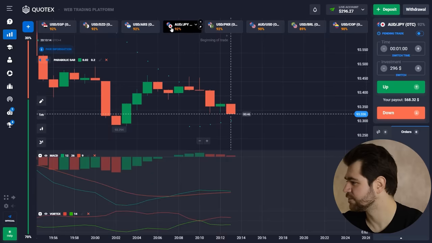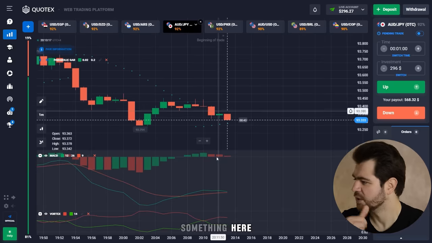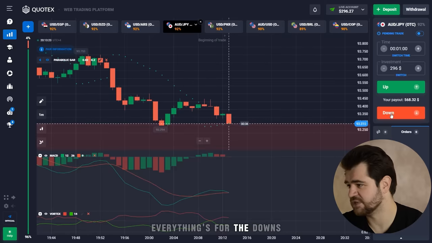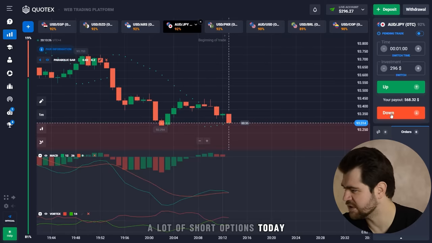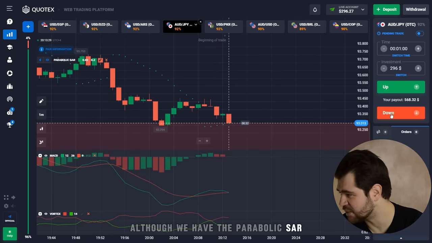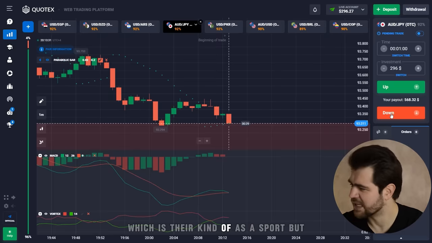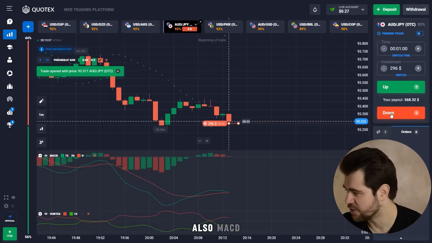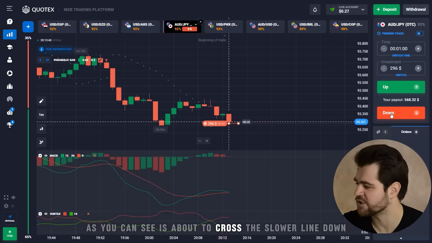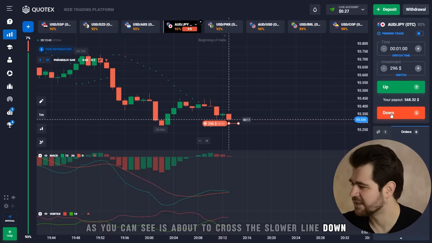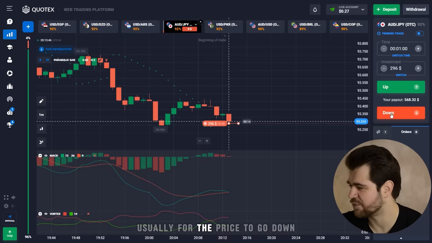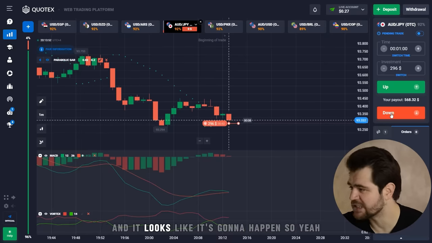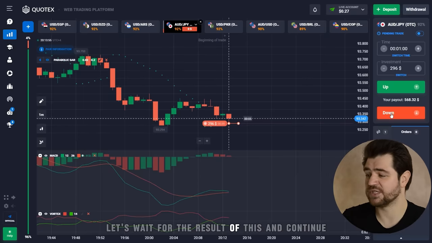choose the next victim, something here. We have a downtrend going on. Vortex is there. Yeah, everything's for the down. There's a lot of short options today. Although we have the Parabolic SAR, which is there kind of as a support, but I think we're gonna break through it. Also, MACD, as you can see, is about to cross the slower line down, which is a good indication usually for the price to go down. If everything else is also according, then yes. And it looks like it's gonna happen. So yeah, let's wait for the result of this and continue.